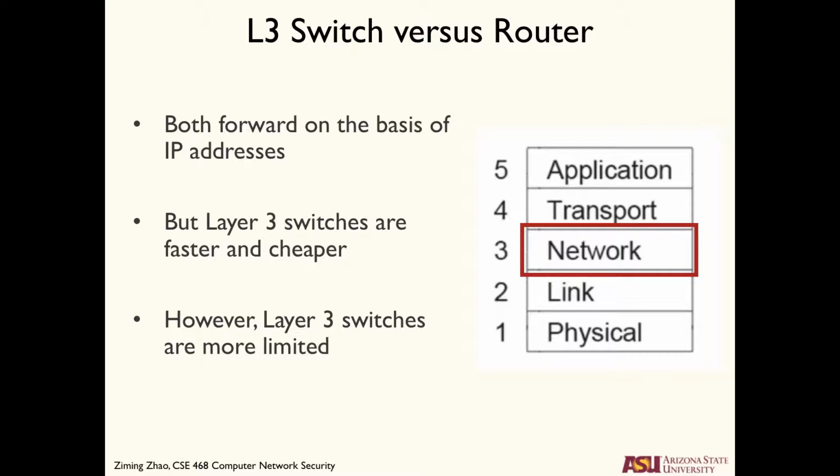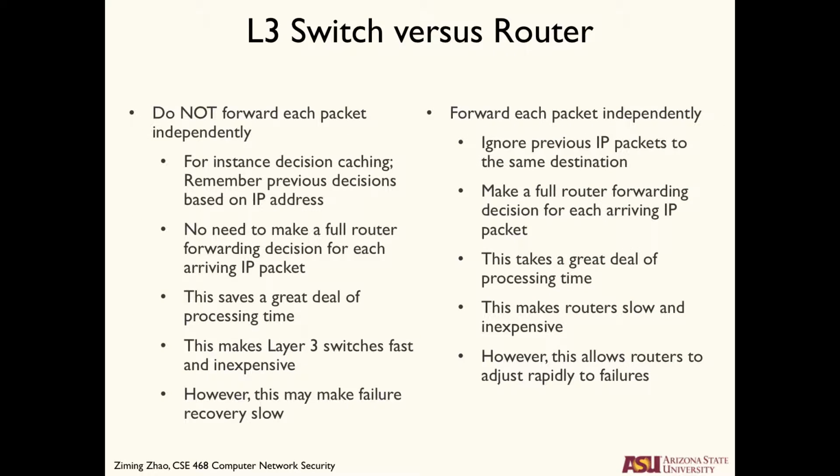First, a layer 3 switch also looks at the IP headers, not only the data link headers. So layer 3 switches and routers both forward based on IP addresses. But layer 3 switches are faster, and also cheaper than routers. We will see why later. However, layer 3 switches cannot offer all the functionalities of a typical router. So here is a basic comparison between a layer 3 switch and a router.